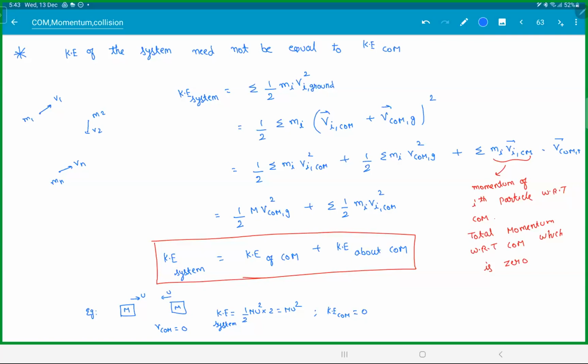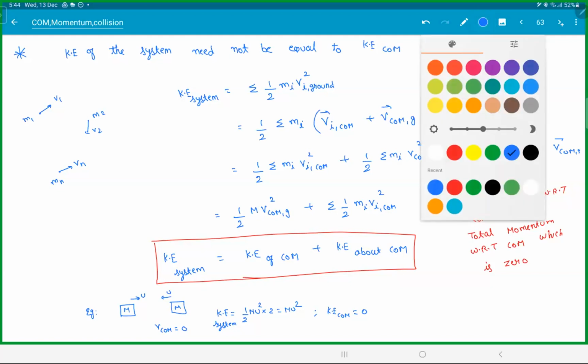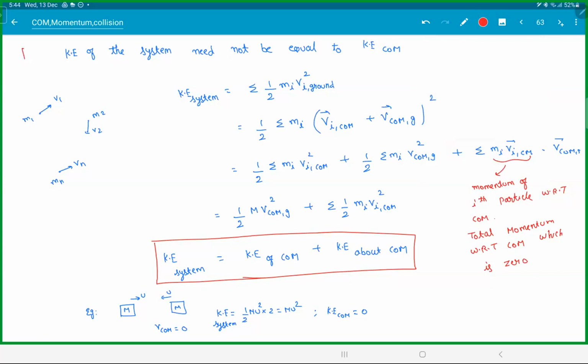Quite a useful result. We'll be using this again in rotation a lot. So be careful with this. For potential energy, you can use center of mass. For kinetic energy, you can't. Simple way to remember is any function which is power 1, you can use center of mass.